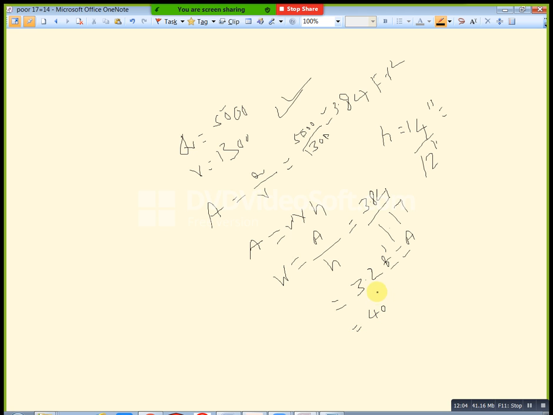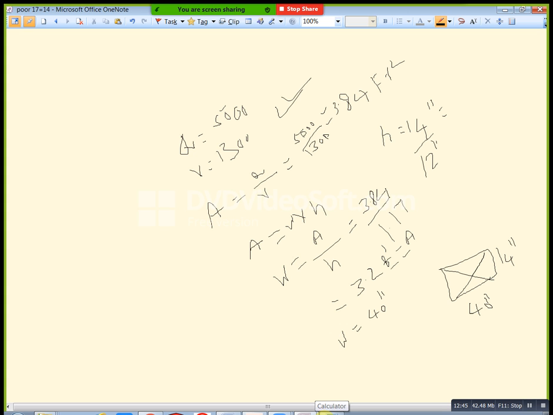Now we know height and width. This is our duct, for example. In this duct this is 40 inch, and this is 14 inch. Clear? All of you note down this calculation. Clear now this one?